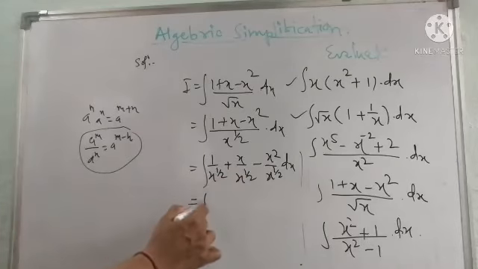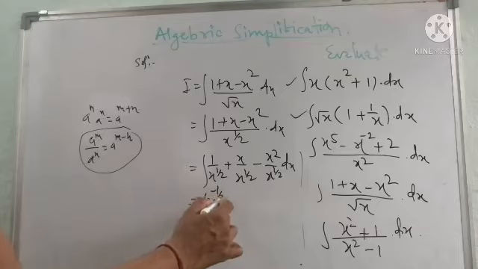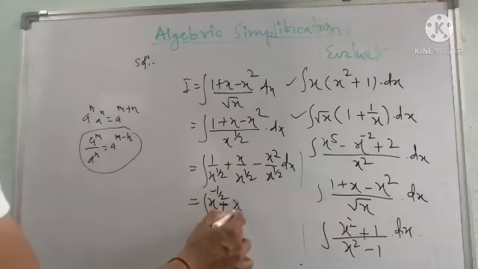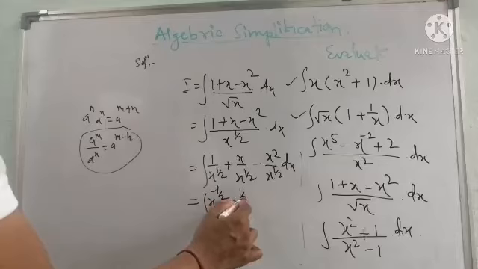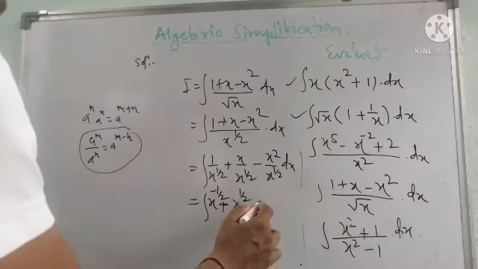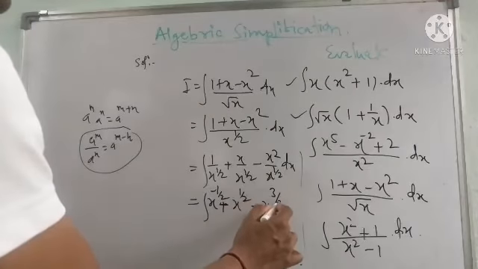Now using the rule of indices, 1 upon x raised to half is nothing but x raised to minus half, plus here the index of x is 1 divided by x raised to half, that is the index is a half, so x raised to 1 minus half is a half, and minus x square divided by x raised to half, again in this subtraction of 2 minus half is x raised to 3 by 2.